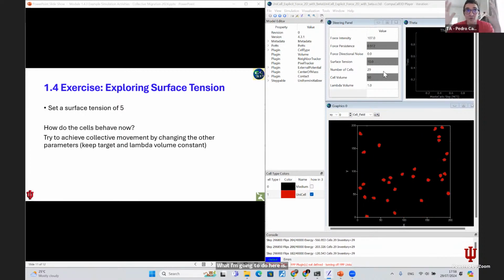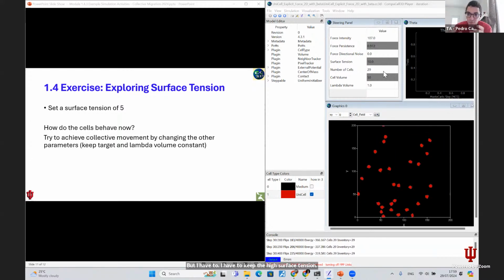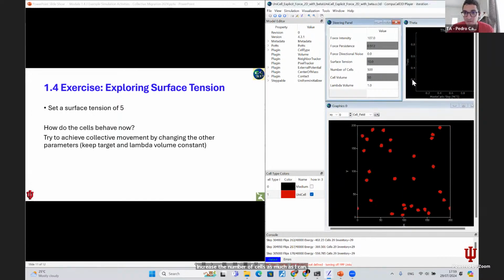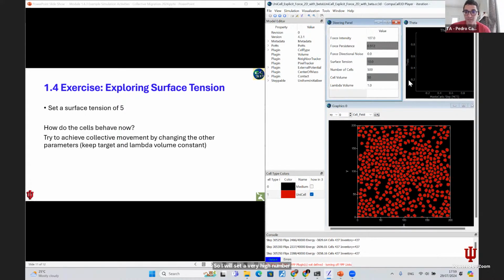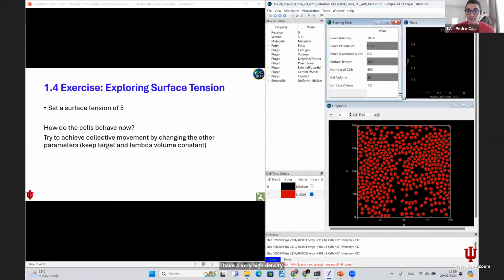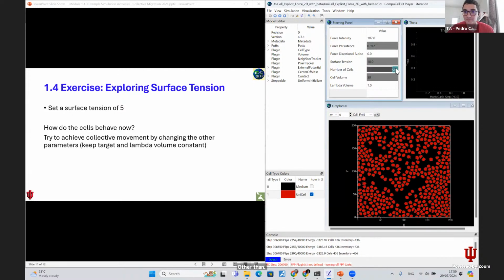I need some kind of cohesion to achieve collective migration, something that approximates the cells. But I have to keep the high surface tension. So how can I make the cells closer together without decreasing the surface tension? And the answer is increase the number of cells as much as I can. So I will set a very high number of cells. So now I have a very high density, and now the cells don't have other option other than interacting closely to each other.